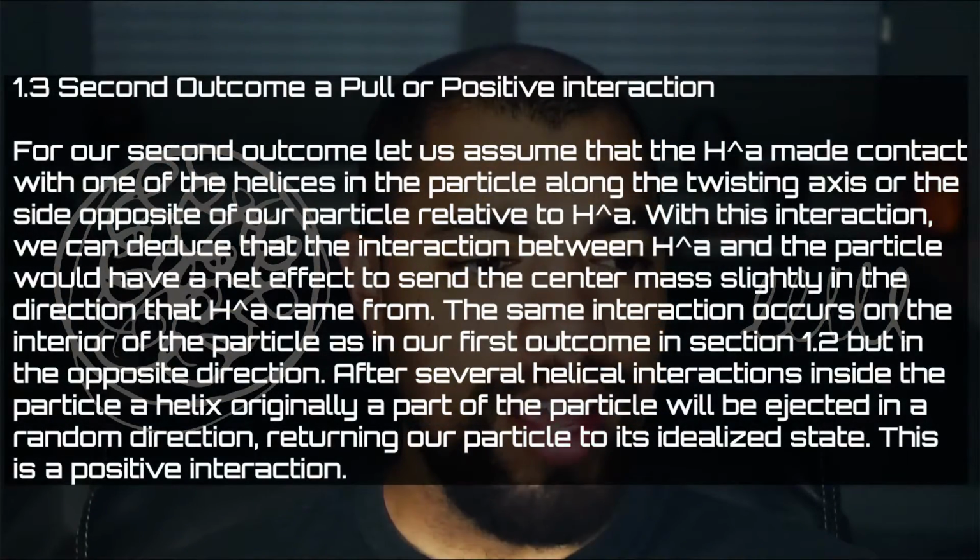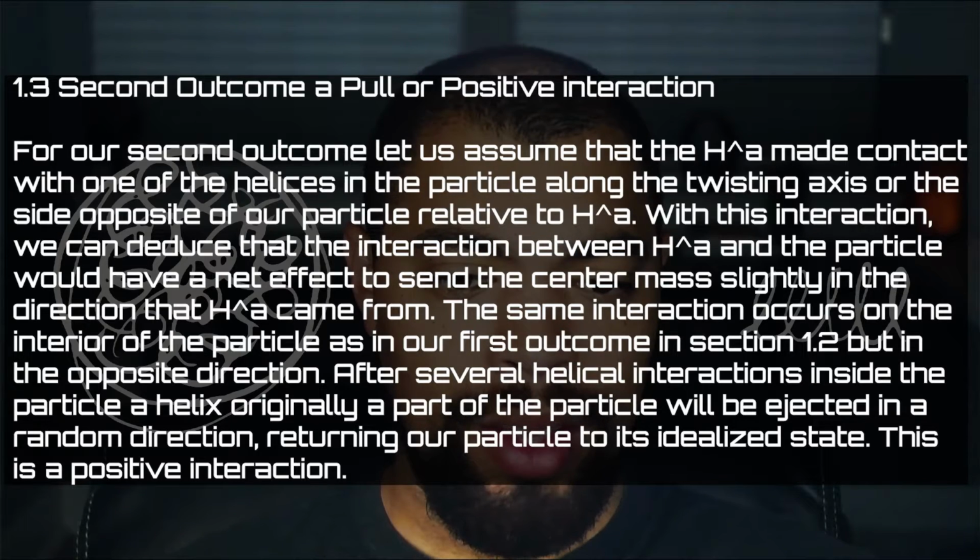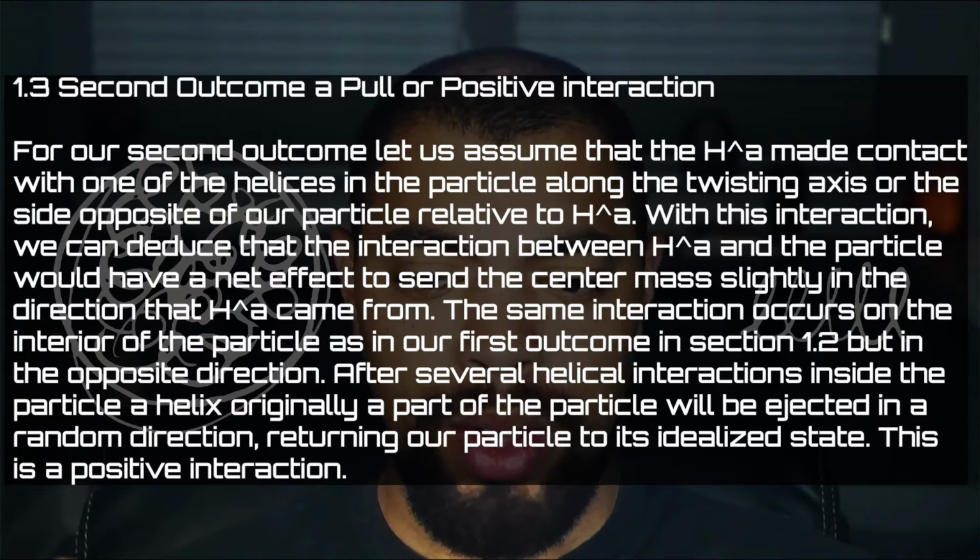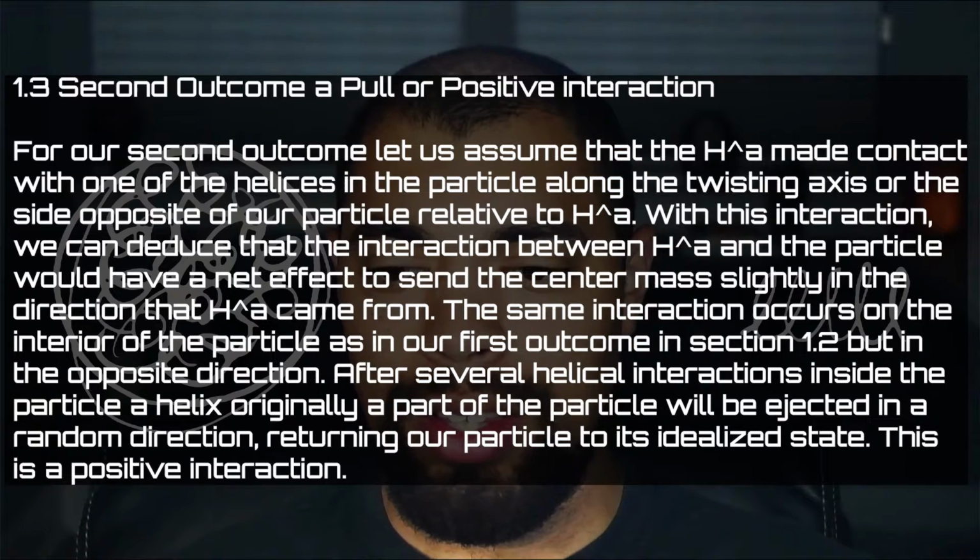We're going to read 1.3. It says, for our second outcome, let us assume that helix A made contact with one of the helices in the particle along its twisting axis on the opposite side of our particle relative to helix A. With this interaction, we can deduce that the interaction between helix A and the particle would have a net effect to send the center mass slightly in the direction that helix A came from.